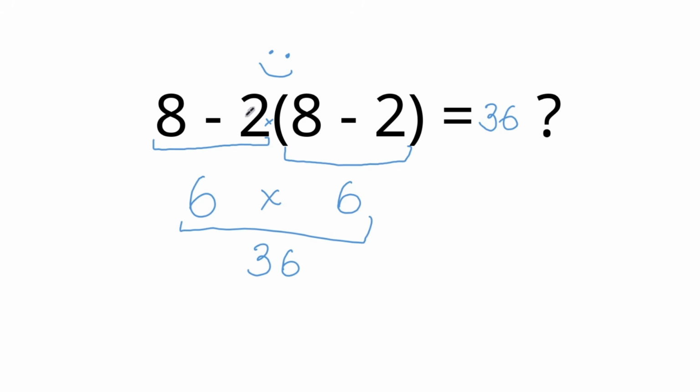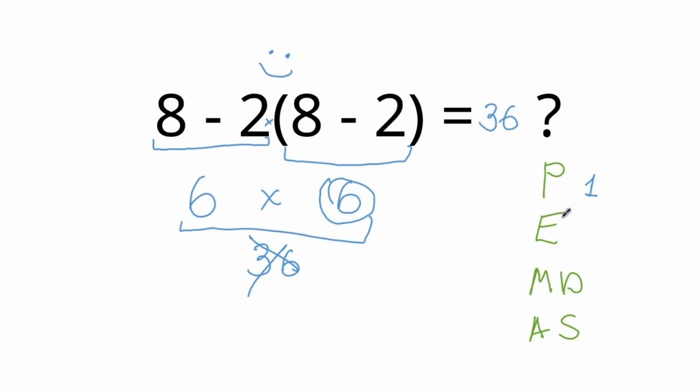This might look intuitively correct because you did the parentheses, then you did from left to right. But of course, this is wrong. Why is this approach wrong? Because according to the order of operations, which is PEMDAS, or Please Excuse My Dear Aunt Sally, P stands for parentheses, and it must always be done in the first place. So here we have the parentheses, 8 minus 2, and we have indeed 6.